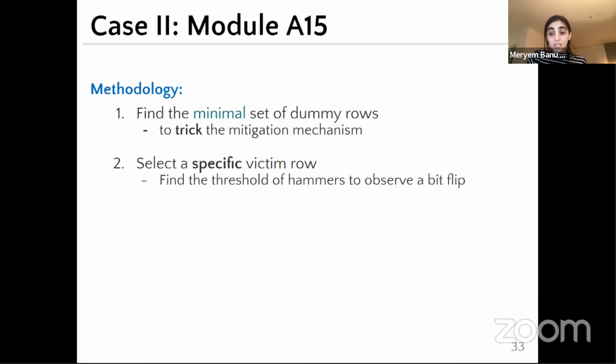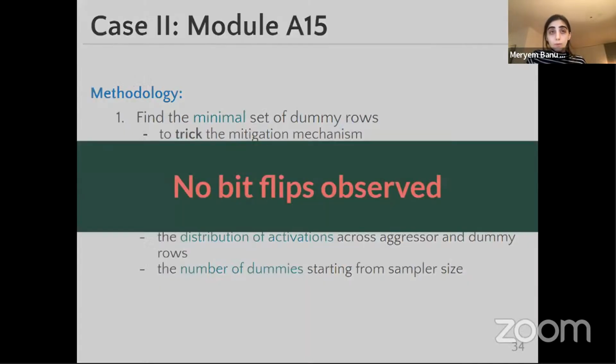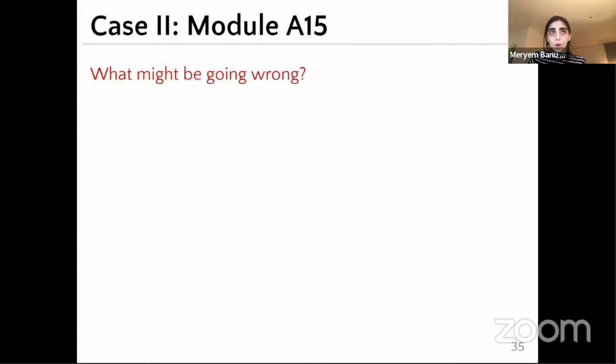Then we select a specific victim row that we know to be susceptible to bit flips, and for which we find in advance the threshold of hammers required to observe bit flips, and we focus on that specific victim row. When the distribution of activations across aggressor rows and dummy rows and the number of dummy rows are varied, they observe no bit flips at all. So the question to ask is, what might be going wrong?